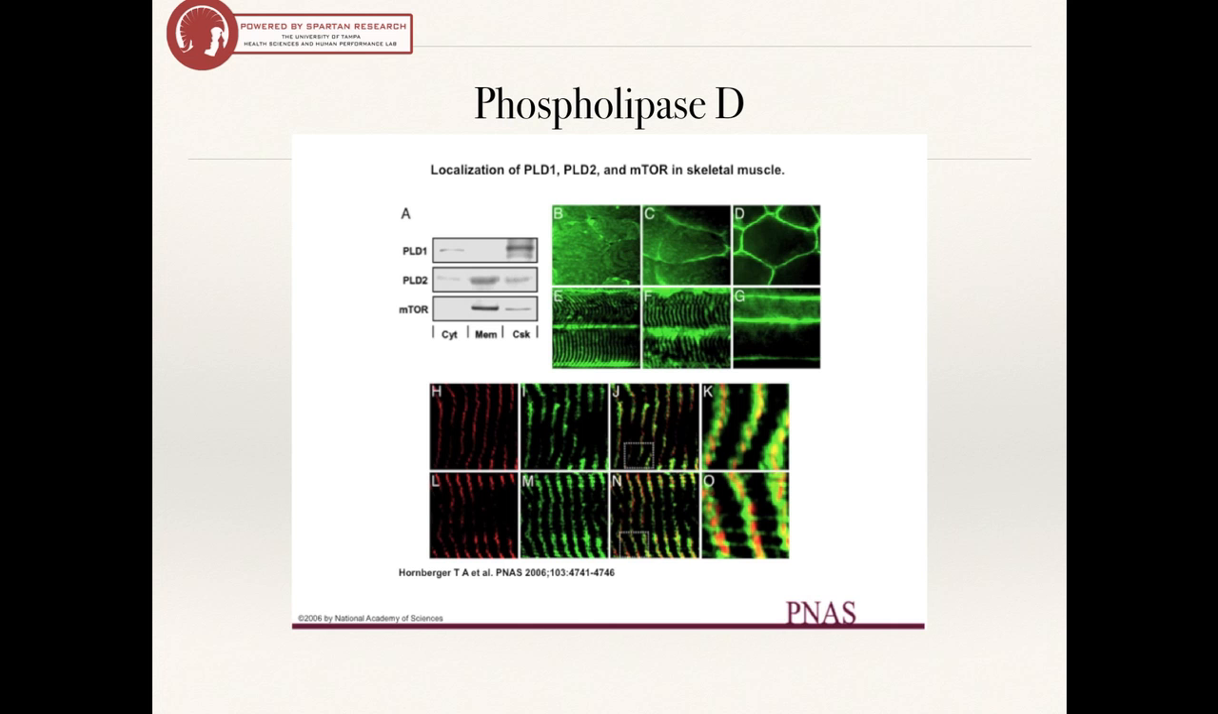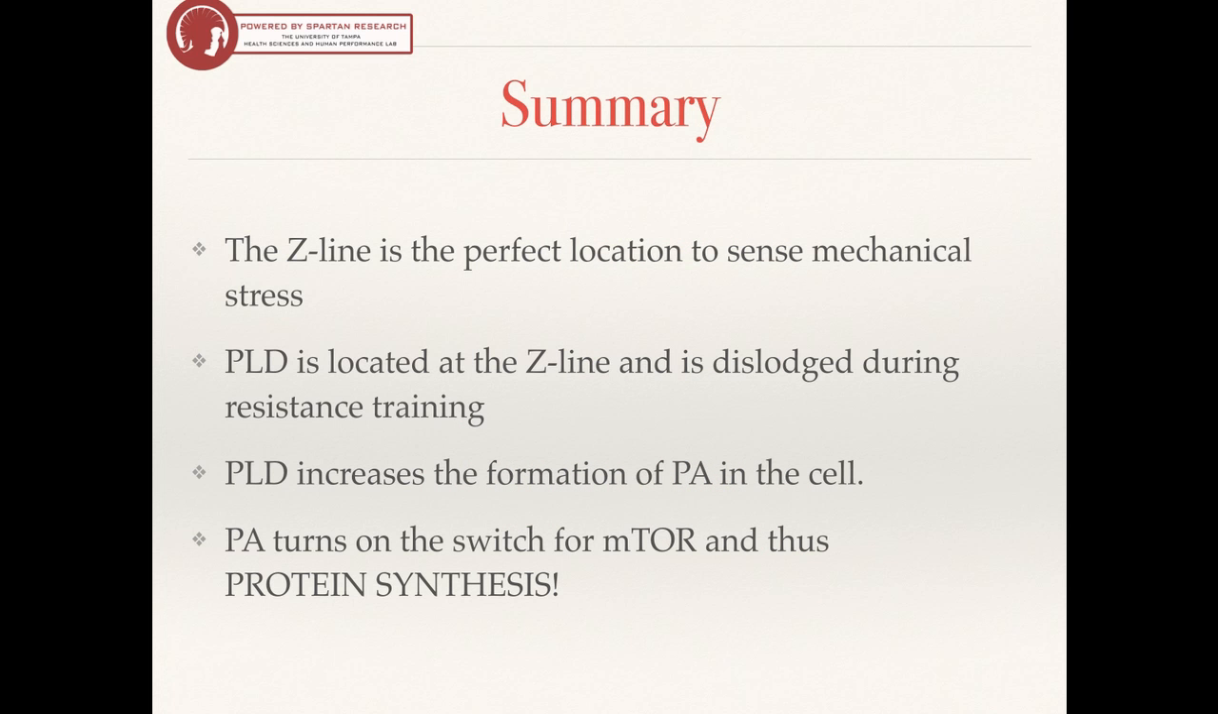So this is support for what I'm saying. If you look at the cytosol and the membrane and the cytoskeleton, notice that PLD is very high in concentration in the cytoskeleton, particularly in the Z-line. So in summary, the Z-line is a perfect location to sense mechanical stress. PLD, or phospholipase D, is located at the Z-line and is dislodged during resistance training. PLD increases the formation of PA in the cell, and PA turns on the switch for mTOR and thus protein synthesis.